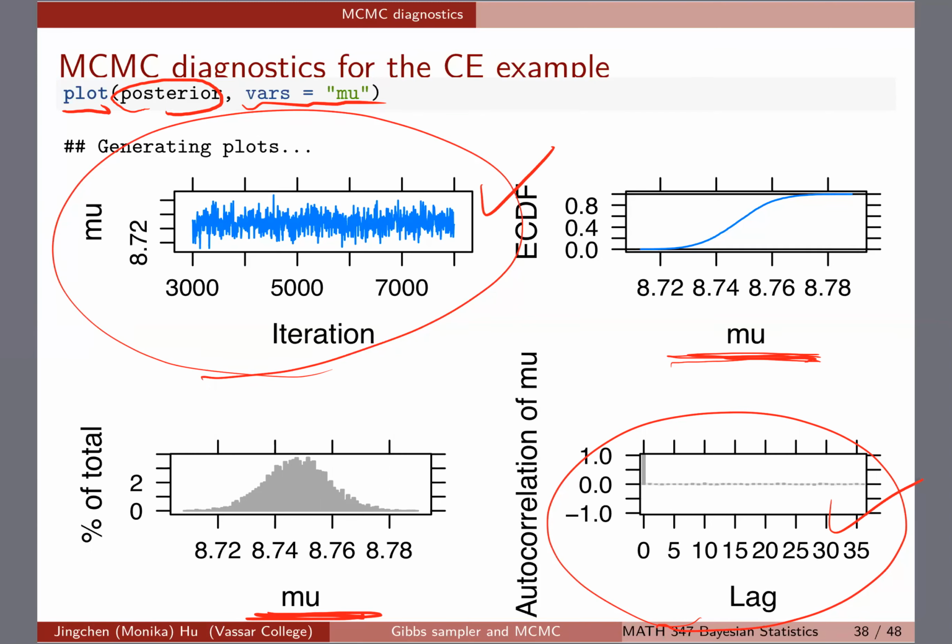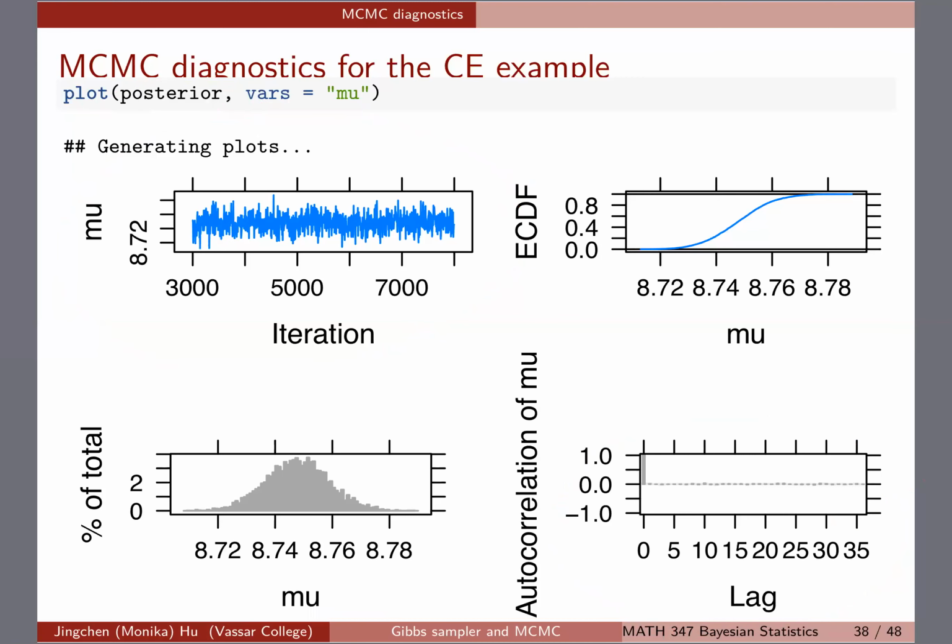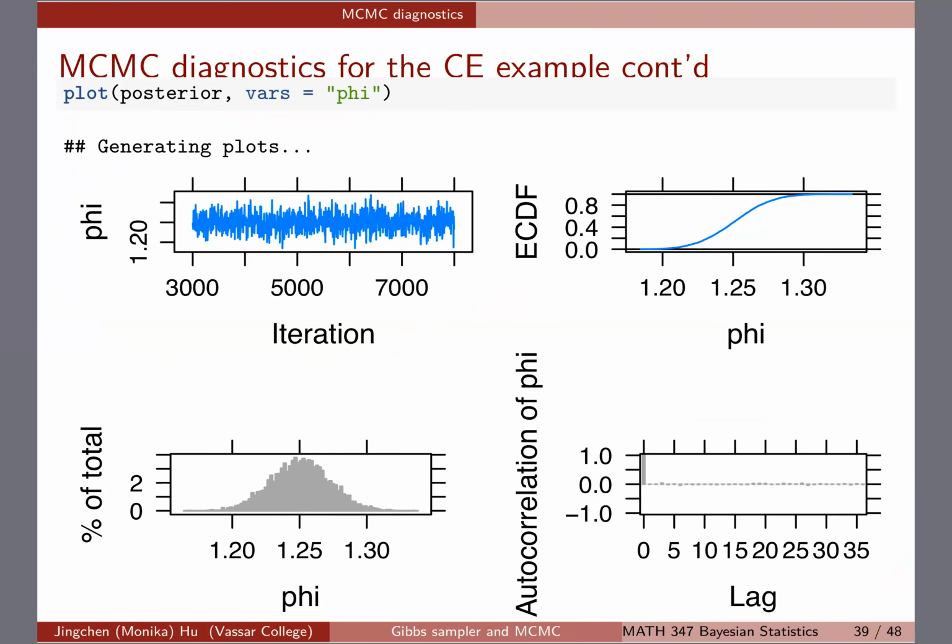Okay. So this is the one for mu, and this is the one for phi. I think for both of them, we know that the trace plot is mixing pretty well, and the autocorrelation function is pretty low. So those are signs that it's mixing, or that it's converging.